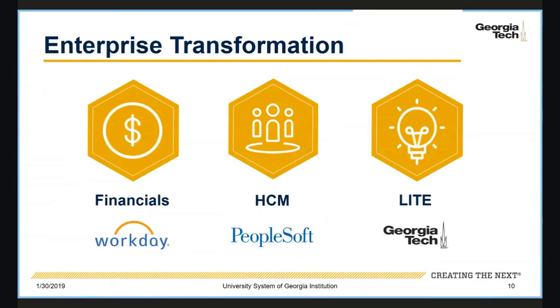Within the Enterprise Transformation Project, there are 3 components: financials, which is the move to Workday; HCM, which is the University System of Georgia's One Connect initiative. Georgia Tech will be moving to an instance of PeopleSoft that all other USG schools are already working within, and that will be coming up in the next several months.